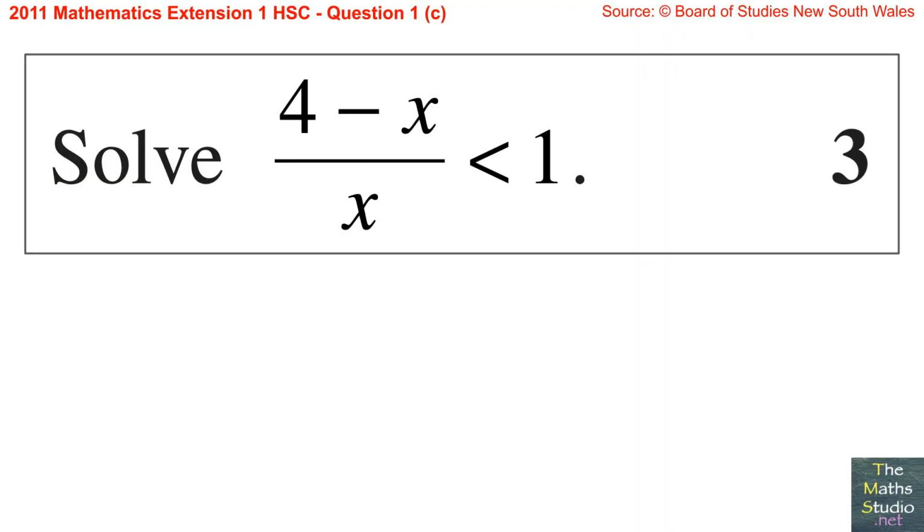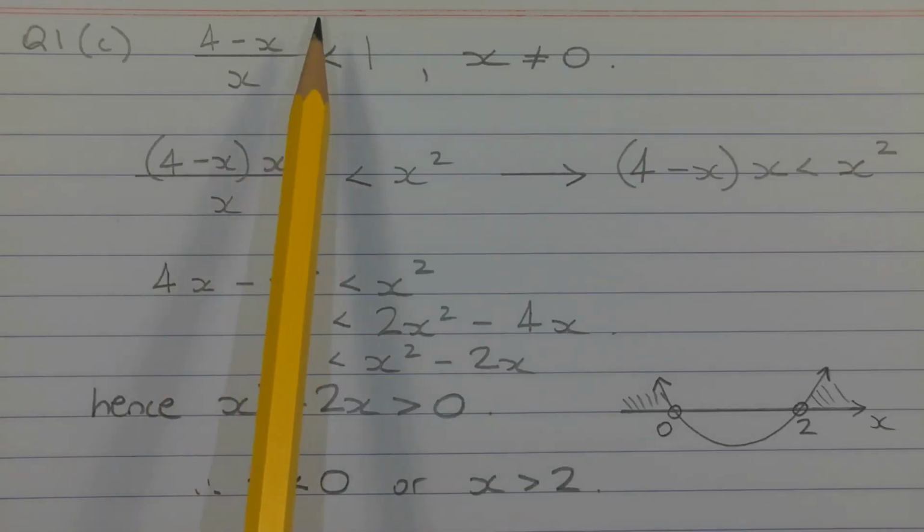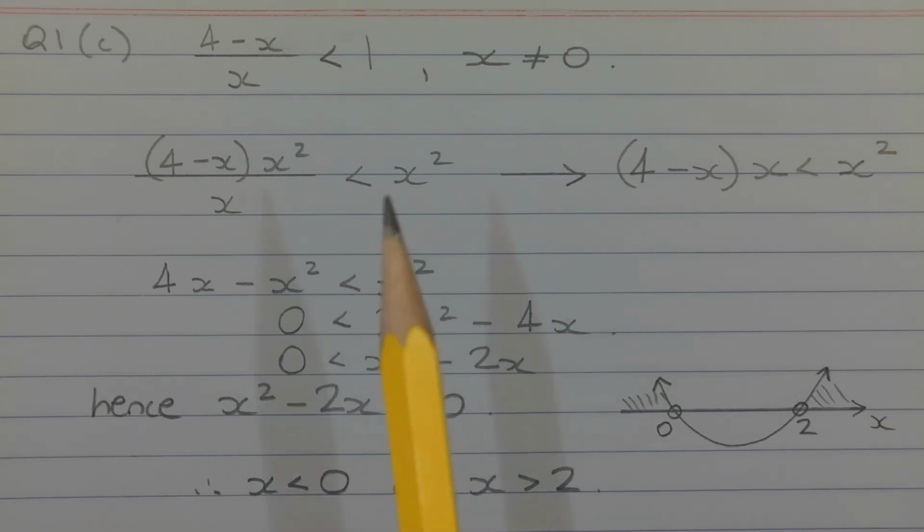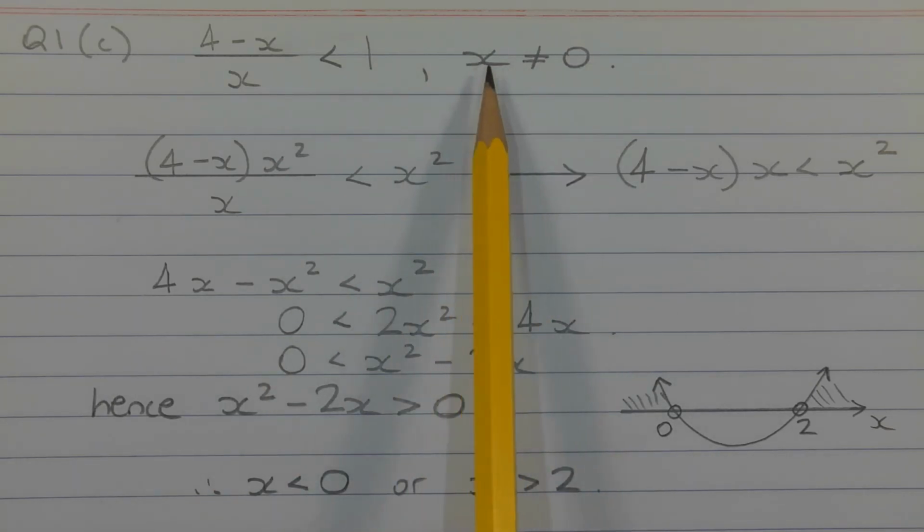Question 1, Part C. Solve (4 minus x) over x less than 1. By inspection, the denominator of the fraction on the left-hand side cannot equal 0, since division by 0 is undefined. So it needs to be clearly stated that x cannot equal 0, and that needs to be considered when stating the solution at the end.